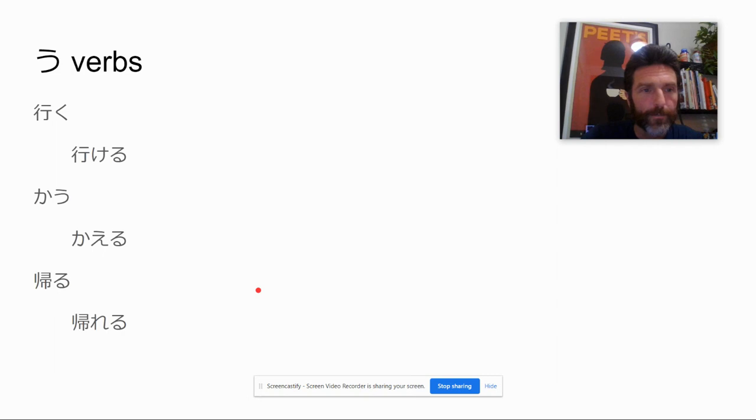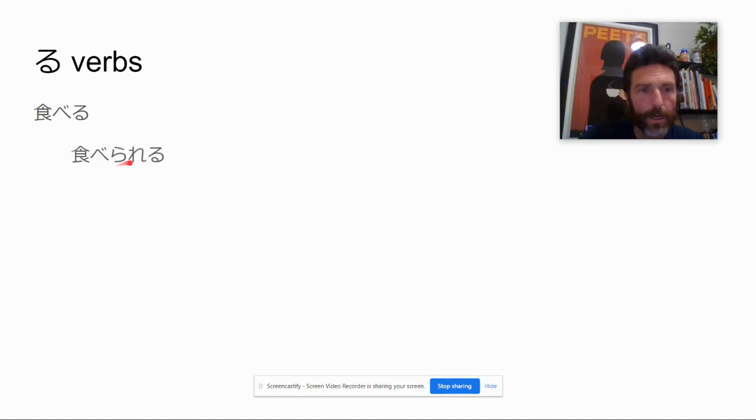So far, so good. Let's look at the ru verbs now. We always talk about taberu. For this, we're going to add a rare in here, and it will be taberareru. It's good practice for your pronunciation to get the rareru sound. Next, we have neru, which becomes nerareru.